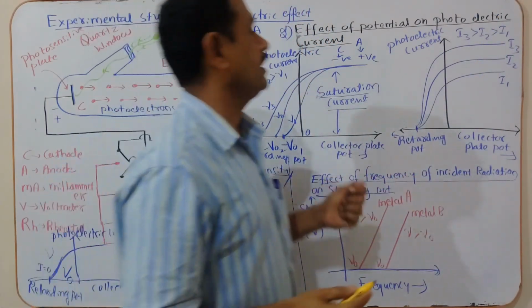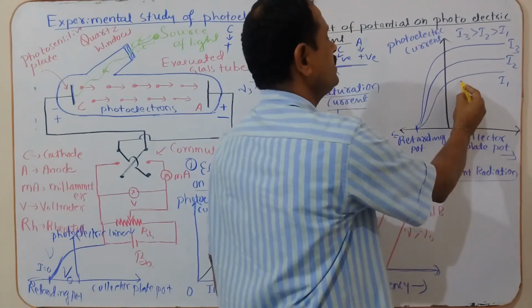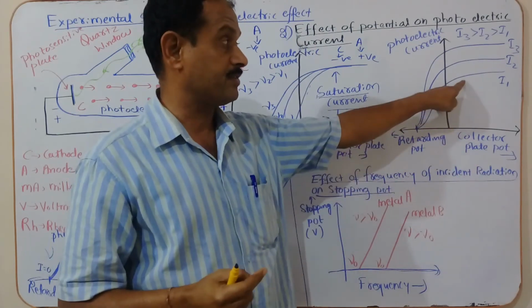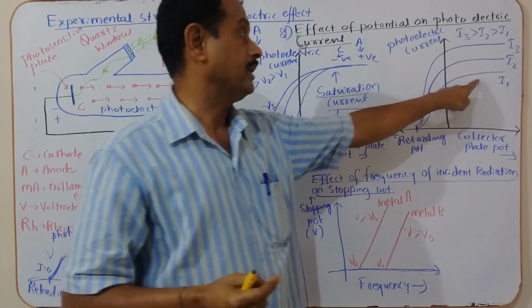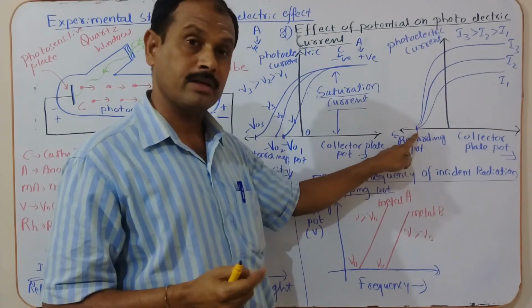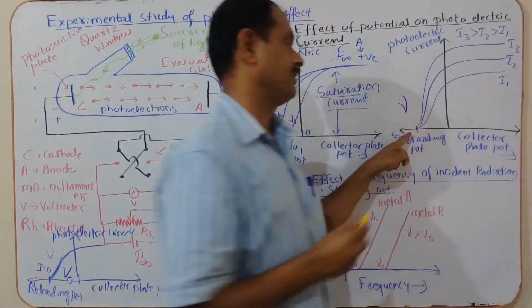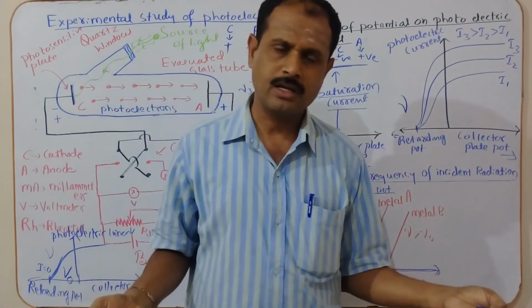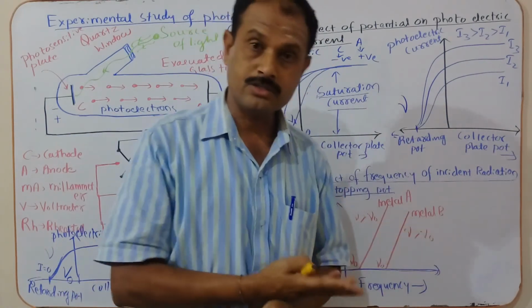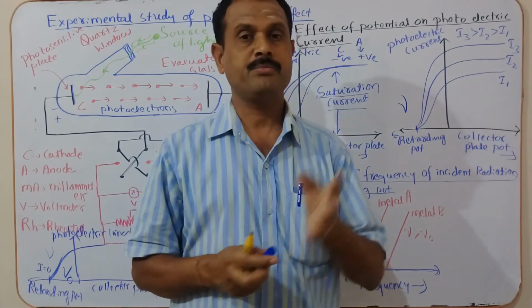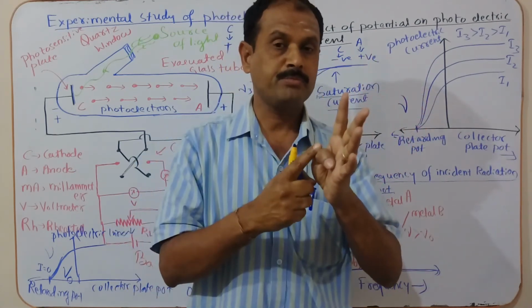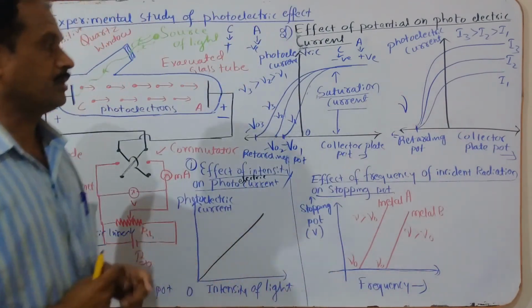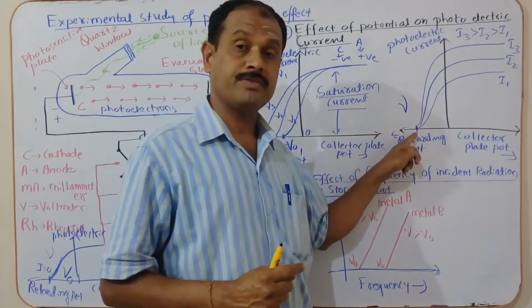Okay. Now see here. In the intensity, the saturation current depends on intensity. From this graph, now see here. The stopping potential is same because it is the same frequency. Frequency change madilla, stopping potential change alla. Intensity change ಮಾಡ್ತಾನೆ, saturation current change ಆಗತ್ತೆ. A very important point now. See here, the stopping potential is independent of intensity.